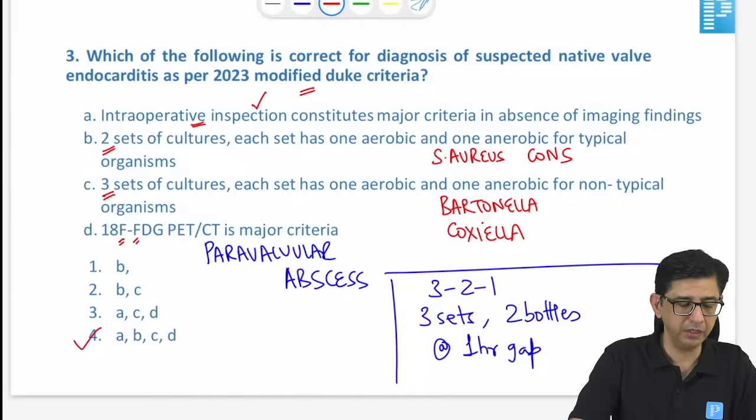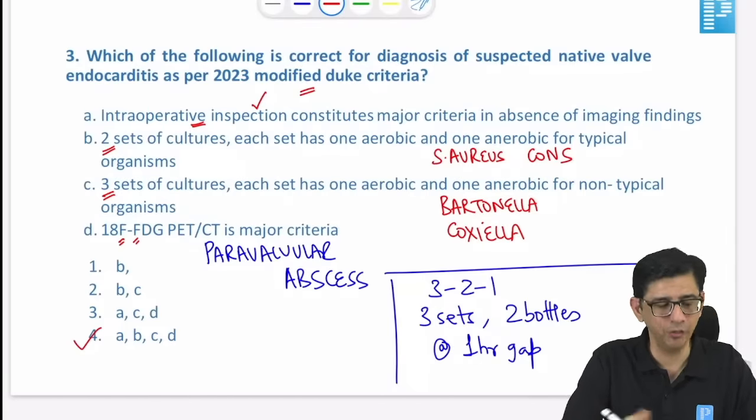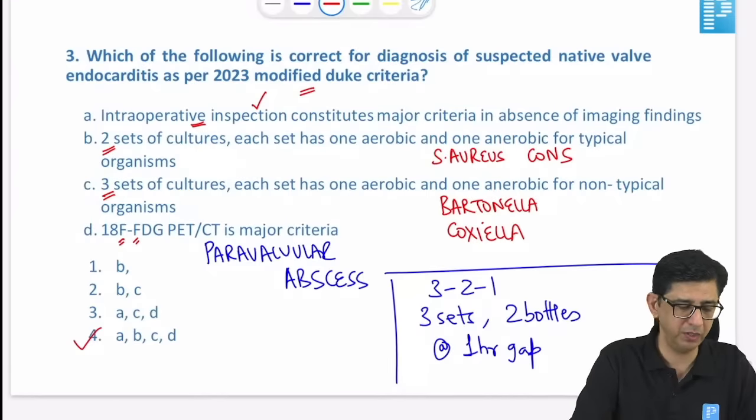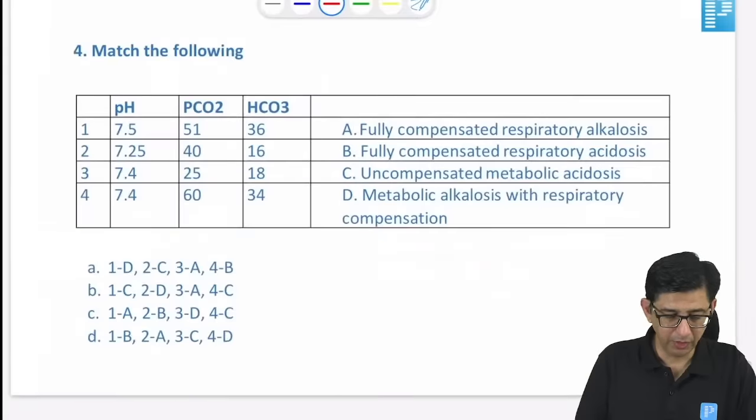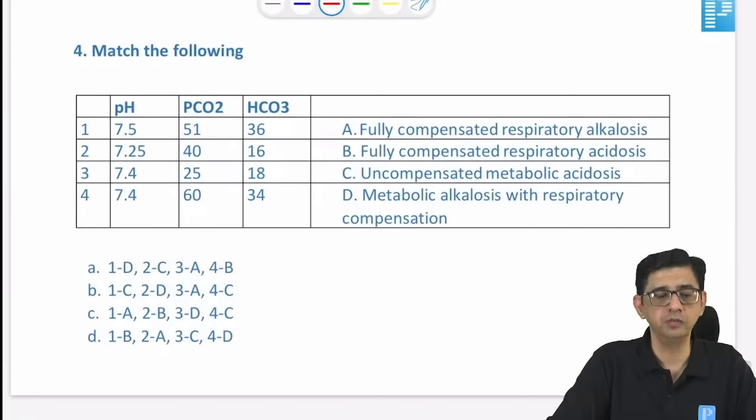If I say that it's going to be one culture for Coxsackie, that's okay. But as I said, it's a fastidious organism, a nasty one. So in those circumstances, we have to be very, very considerate. Okay, so let's take care of the next question, which is more based on the ABG reports.